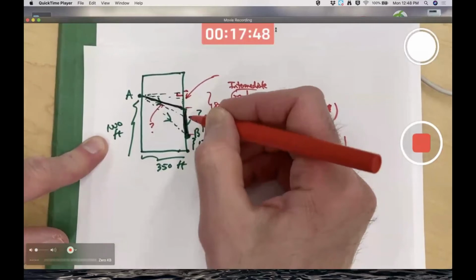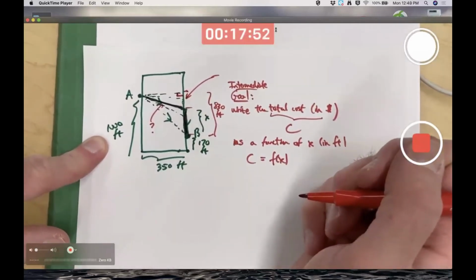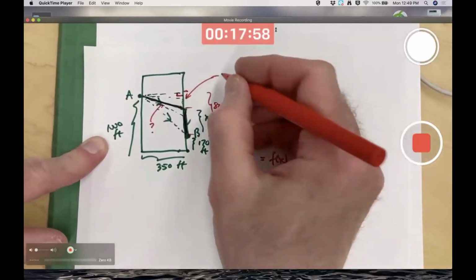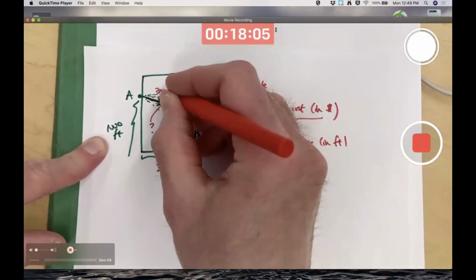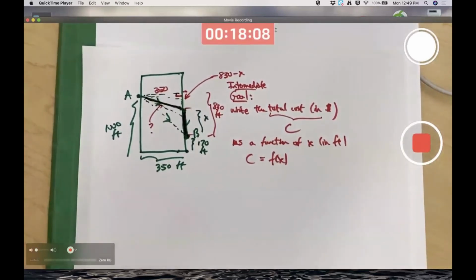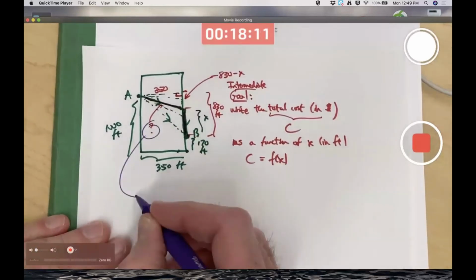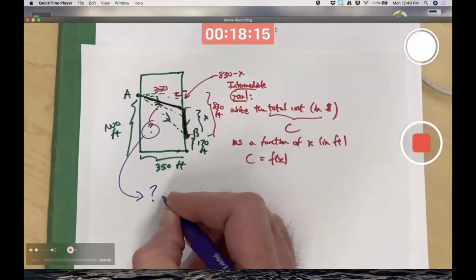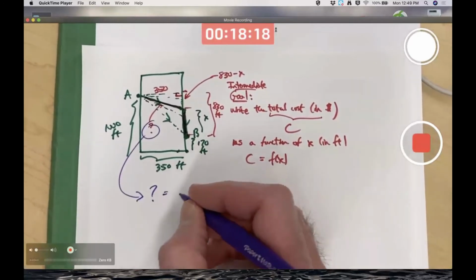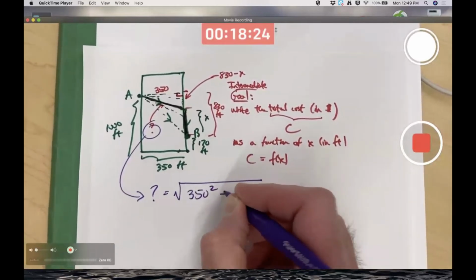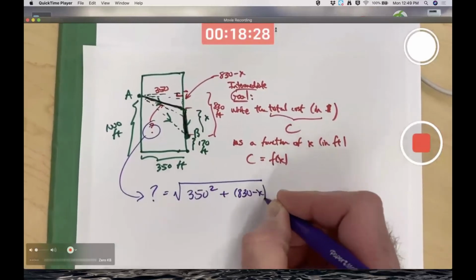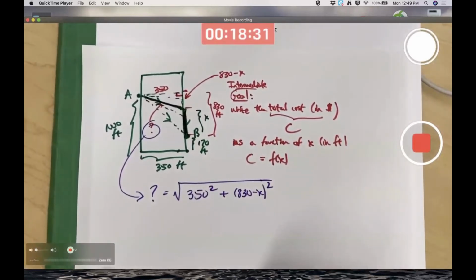And if this distance is called x, what would this distance be? Pretend x is a fixed quantity. 830 minus x. And this side length is 350. That's a constant. So this question mark, thinking of it as a variable, is a distance by the Pythagorean theorem, would be the square root of 350 squared plus 830 minus x squared. That's what that distance is.